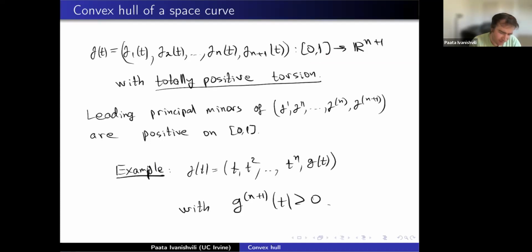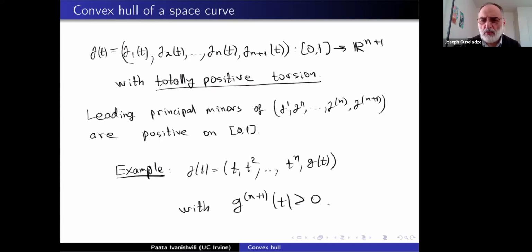And here is one instructive example to keep in mind. Let's say that my gamma of t is t, t squared, up to t to the n, and g of t. Well, let's say the last coordinate n+1 is g of t. Then all the leading principal minors being positive is exactly equivalent to saying that the (n+1)th derivative of g of t is positive on 0, 1. It's a checkable condition. It's maybe not a very convenient condition to verify, but at least in this class of curves, you can see that it is equivalent.